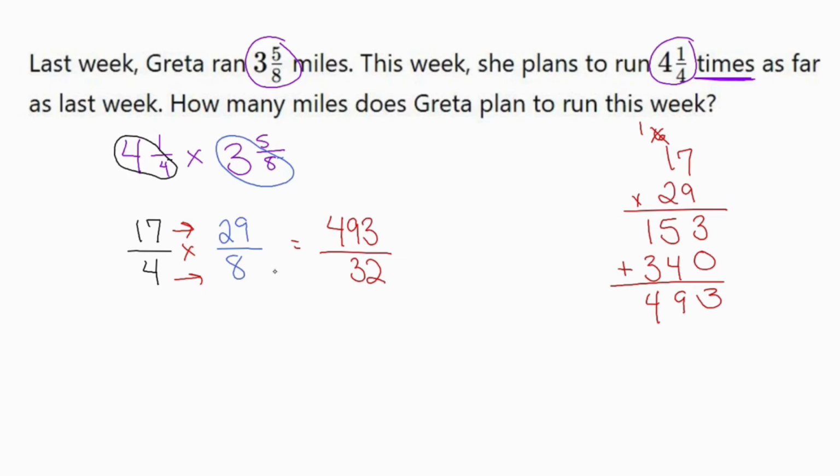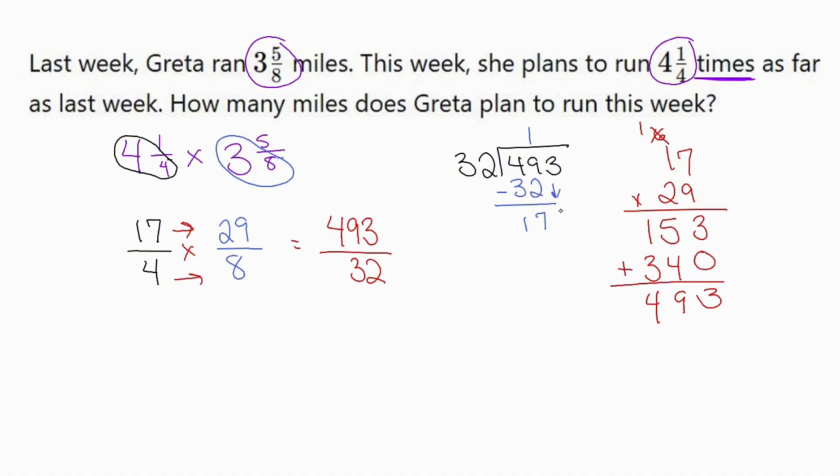Now, I need to turn that back into a mixed number. How do I do that? Well, I'm going to find out how many times 32 goes into 493. Not pretty at all. 32 goes into 49 once. 1 times 32 is 32. Subtract, and you get 49 minus 32, which is 17.